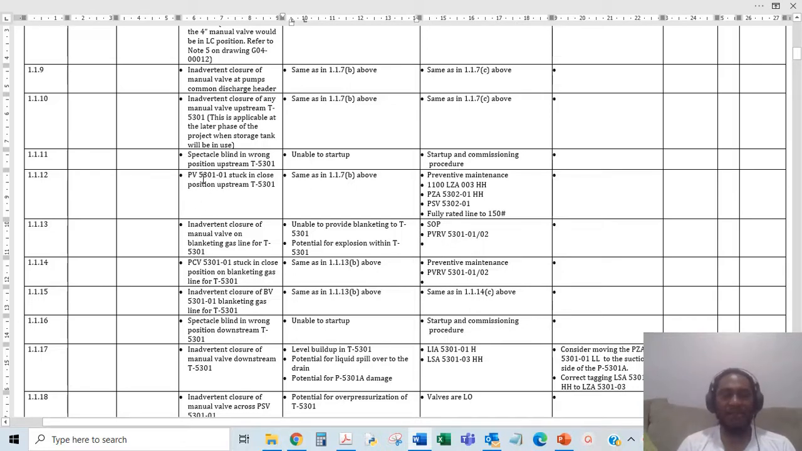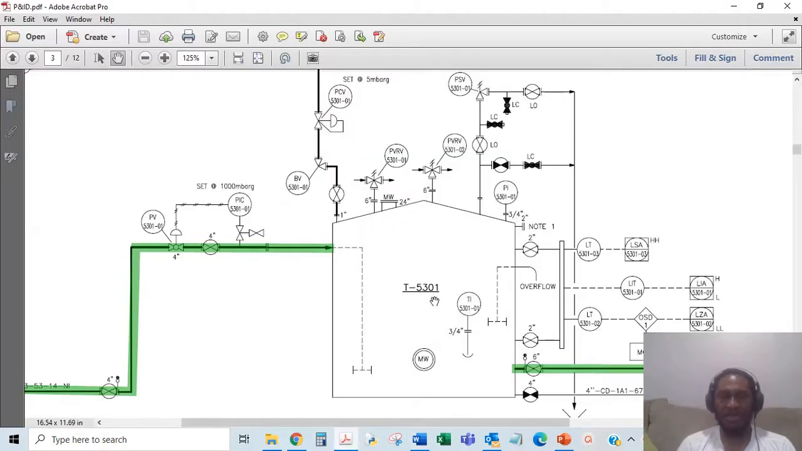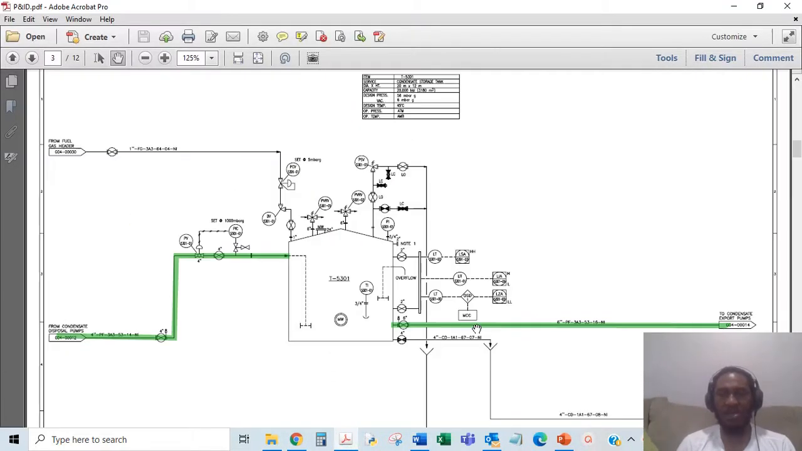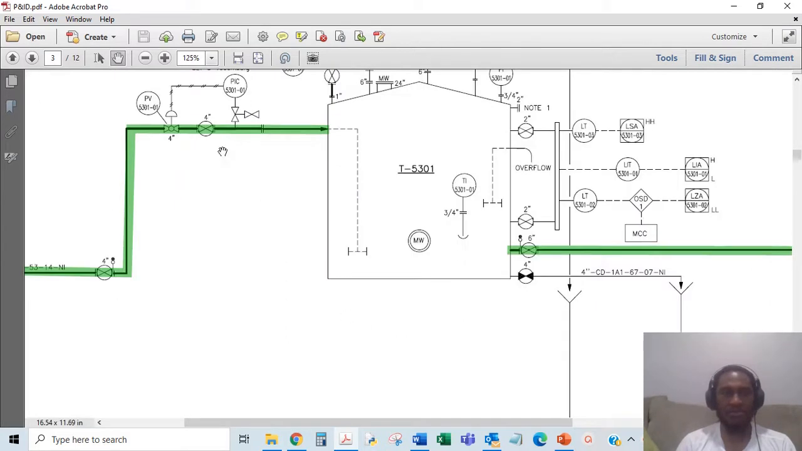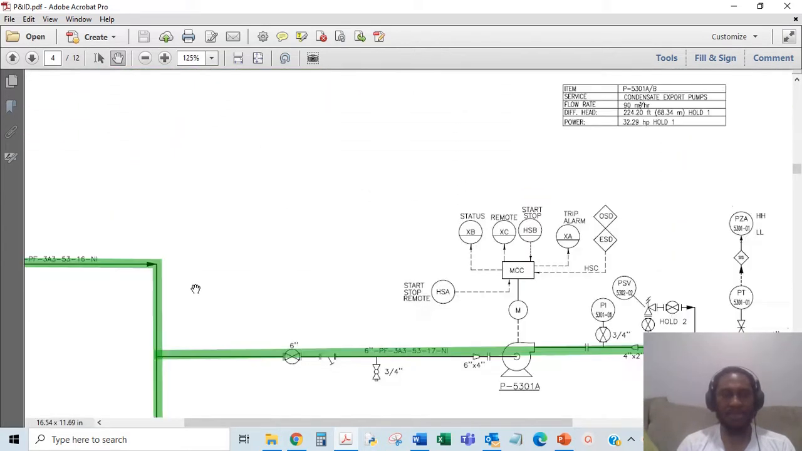Then you have the PV530101 stuck in closed position upstream of T5303. This T5303, where's that here?